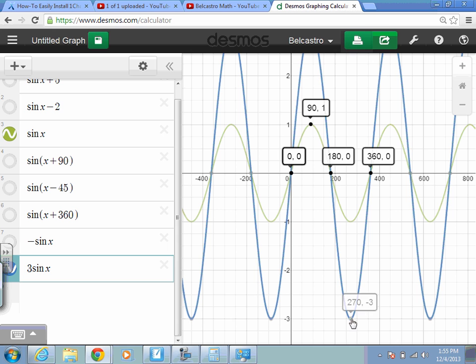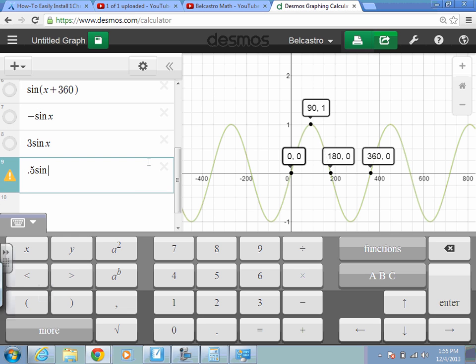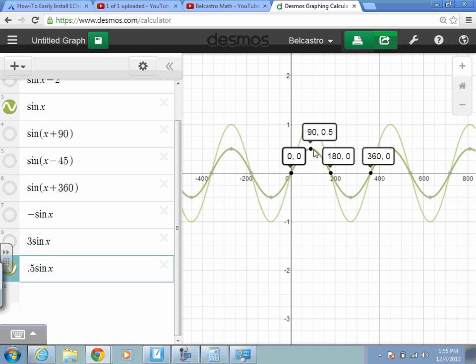And finally, if we were to compress this, we need a value that's between 0 and 1. So let's go 0.5 sine x. And if you notice, it's compressed. It's like something is squishing it. So the high point is now at 0.5 instead of 1. It's essentially the amplitude of the function. And we can put all of these together to shift it left, right, up, and down at the exact same time. It all ends up being the same thing.